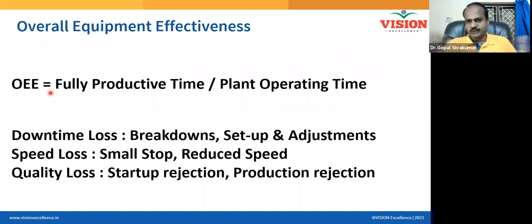So now, for OEE, there is also a mathematical formula. We will also try to understand. Fully productive time divided by plant operating time. Right? Can somebody tell me how much time your factory will have in a month? In a month, how much time can your factory operate? That is called plant operating time. If I run my plant all the days, then how many days will I have in a month?